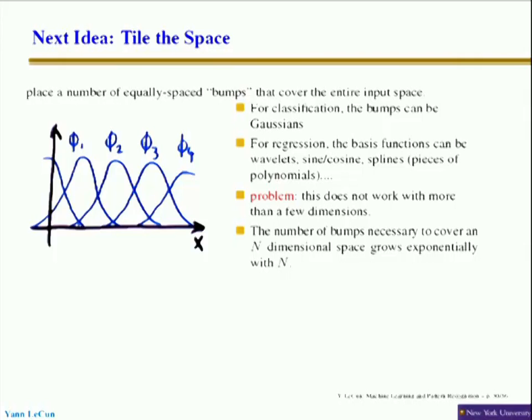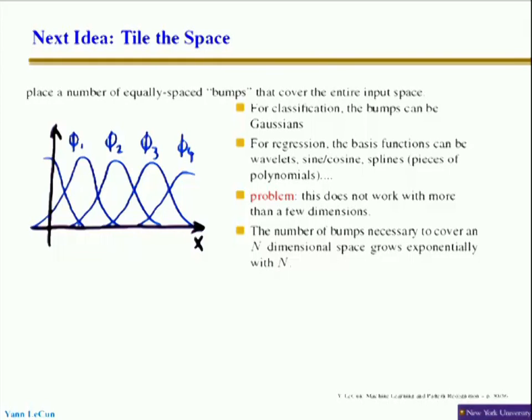Okay, so that sounds like a great idea, except it has the same problem as the polynomial thing, which is that it blows up with dimensionality. That's the curse of dimensionality. So if you want to tile an n-dimensional space with bumps, and you have k bumps in every dimension, then you need k to the n bumps to cover the space. Doesn't sound like fun because n can be very large. So it's not entirely practical for that reason.